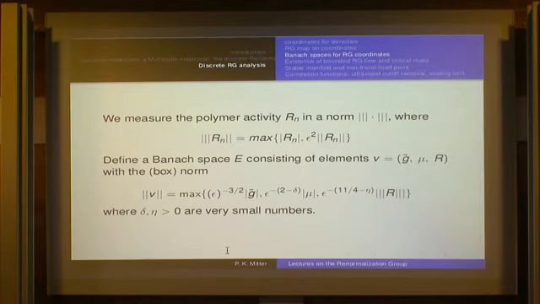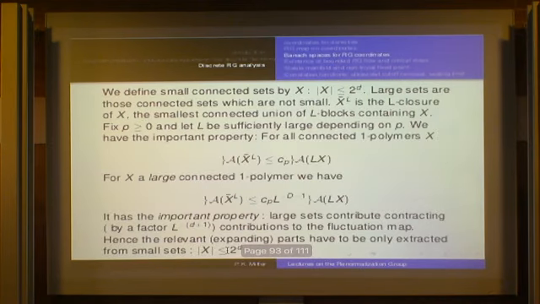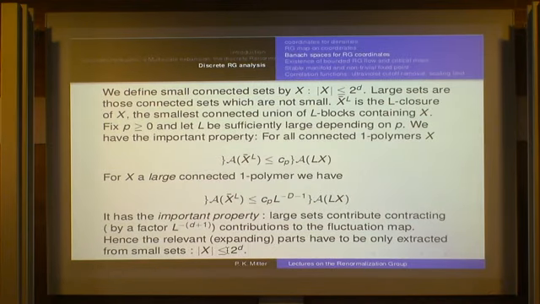L polymers, L closure. When I say L closure, I mean the smallest connected union of L blocks containing X. That will have smaller, so that when you take it, actually we should just draw a picture.